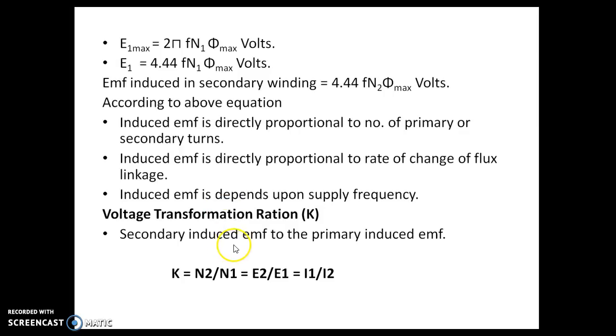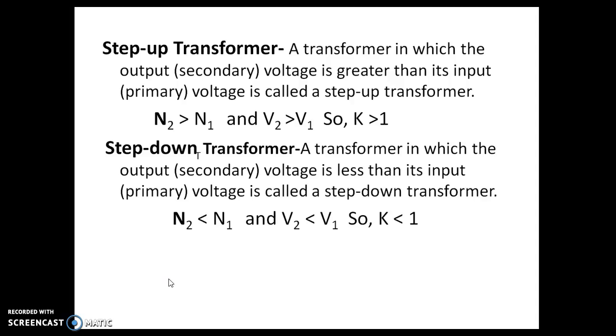This is the ratio of the secondary induced EMF to the primary induced EMF. If we divide E2 by E1, we get N2 by N1, or E2 by E1, or I1 by I2, that is K, which is called the voltage transformation ratio. With respect to that, transformers are also of two types: one is the step up and the second one is the step down transformer.